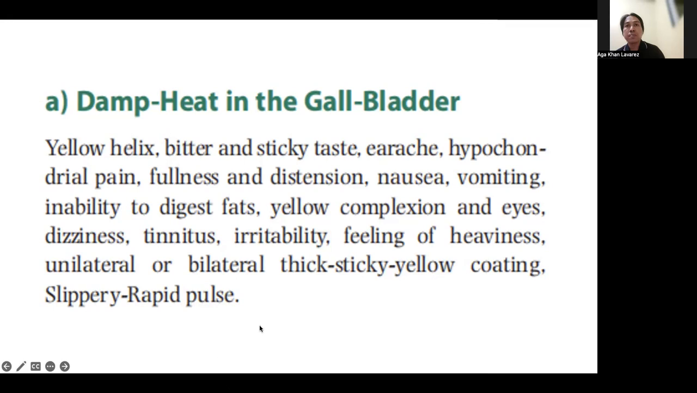Letter A, damp heat in the gallbladder. Yellow helix, bitter and sticky taste, nausea, vomiting.